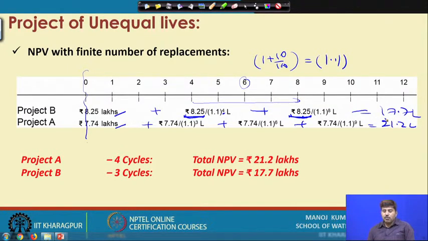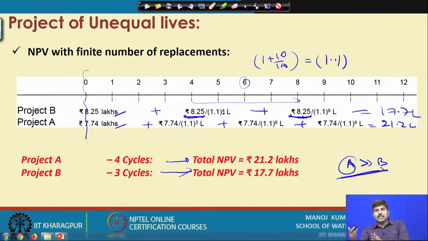So, that is how the net present value for project A and project B is calculated. For project A in 4 cycles it turns out to be 21.2 lakhs, and for project B in 3 cycles it turns out to be 17.7 lakhs, and based on higher net present value, project A is preferred over project B. That is how we can make decisions based on the net present value, as we saw in some different typical cases while analyzing IRR and net present value.